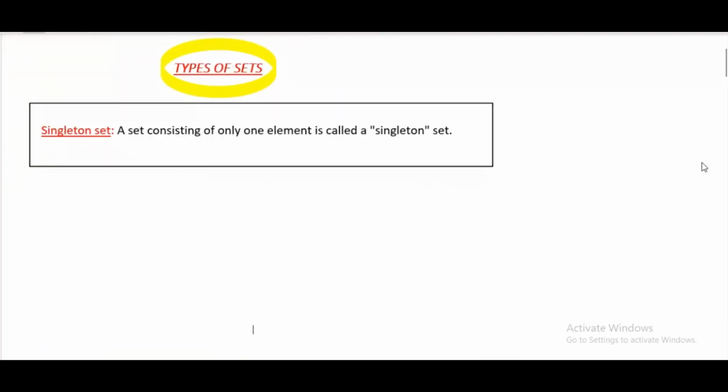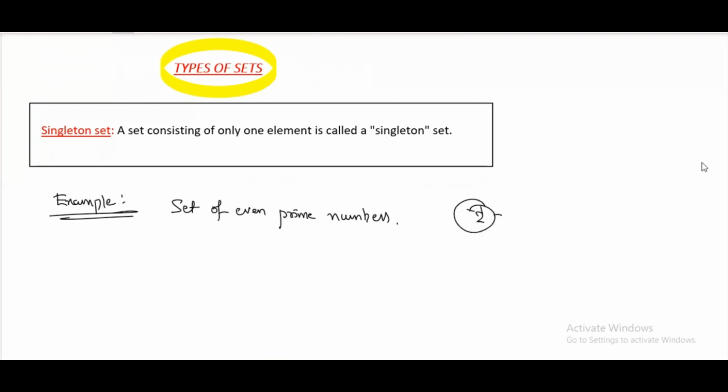Here we have different types of sets. One is the singleton set. A singleton set is a set consisting of only one element. The best example for this is the set of even prime numbers. What are the even prime numbers we have? Only 2, so we can write it like this. In this set there is only one element. A set consisting of 0 as its one element is also an example of a singleton set.